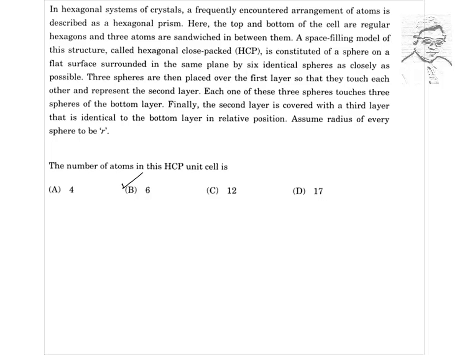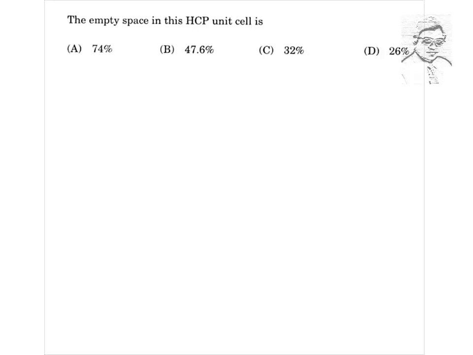And now, this is an easy one. I think you can answer this straight away. The empty space in HCP unit cell is. We talked about FCC, we talked about HCP. In both of them, packing is 74%. So if the packing is 74%, 100 minus 74 should be the answer. And that answer is option D, 26.